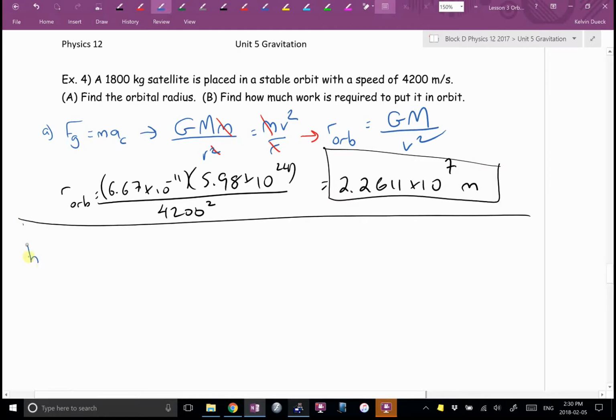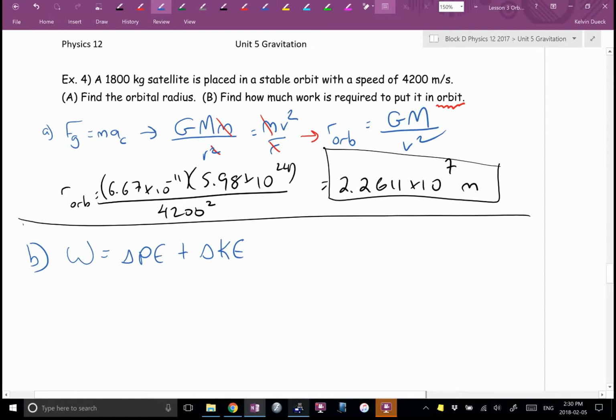B. How much work to put it in? Which means work is going to be change in potential plus change in kinetic.